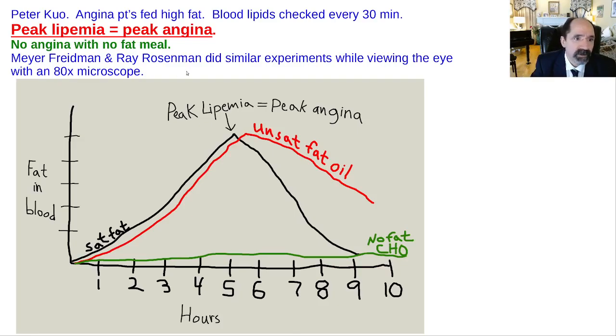Ray Rosenman and Meyer Friedman did some great experiments using primarily a microscope placed over the eye, 80 times magnification, and they saw similar patterns of diminished blood flow. Kuo repeated his experiments, and Friedman and Rosenman also repeated the experiments and checked them with unsaturated fatty acids. What they found was the unsaturated fatty acids had a prolonged hyperlipemia. And it did not go away at 8-9 hours. It persisted through 9 hours. The experimenters were getting tired. It was a long day for them. So what I'm basically saying is these unsaturated fatty oils were worse.